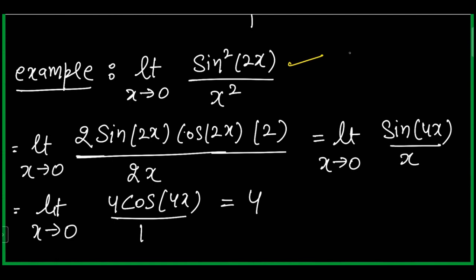So are we getting 0 by 0? Yes, sine 0 is 0. X square means 0 raised to the power 2 is 0. So we are getting 0 by 0. So we have to come to the L'Hospital rule.